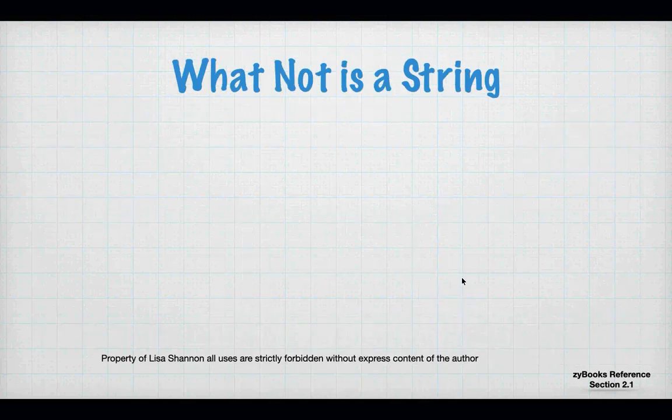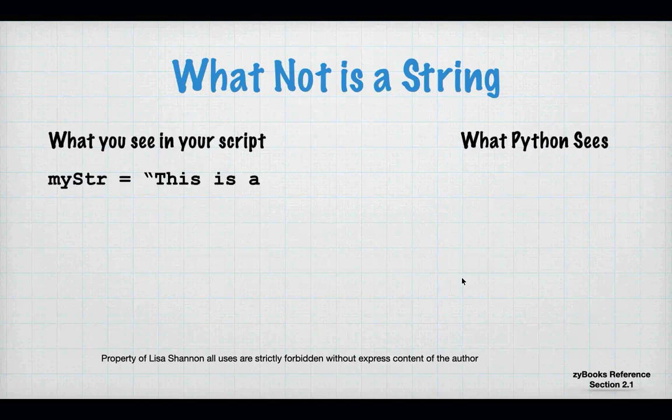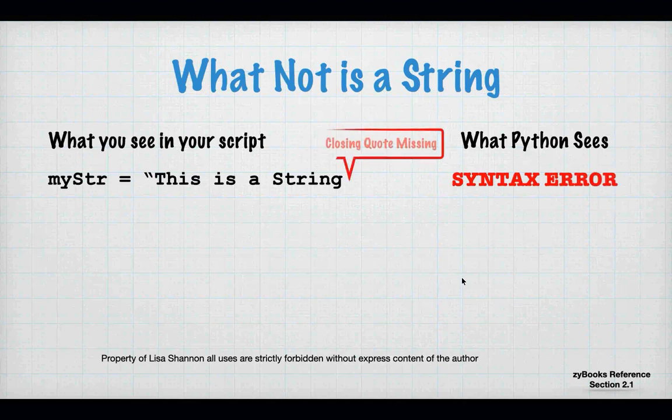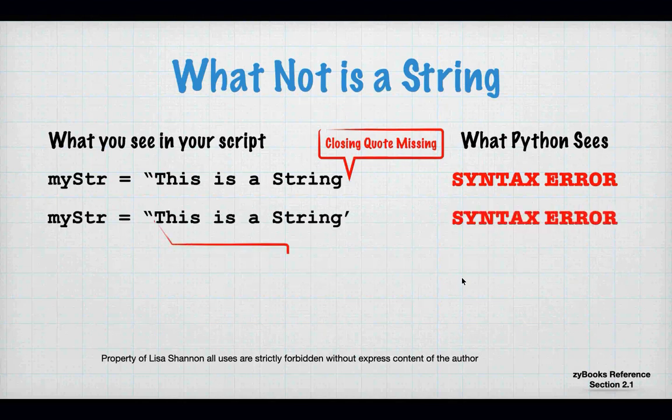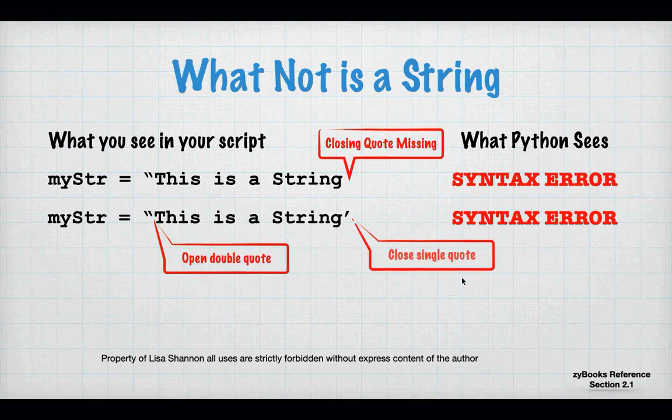So let's talk about what a string is not. A string is not that. Remember, there's no closing quote here. If there is not a closing quote, Python's going to give you a syntax error. Okay. This is also not a string to Python because it opens with a double quote and it closes with a single quote. Again, this is a syntax error. Python will simply give you a nasty error message, and we'll look in a few minutes at what those nasty error messages might look like, and your program will stop.